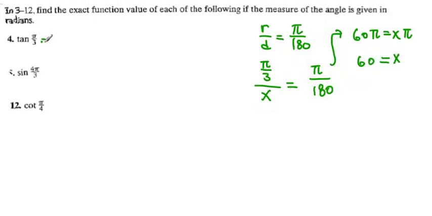So then this is equal to tangent of 60 degrees. Now, we know that tangent of 60 degrees is radical 3, so there it goes.